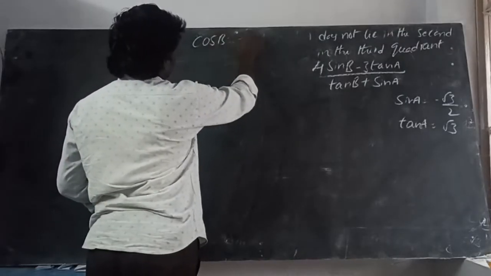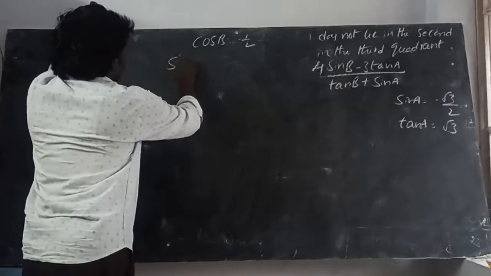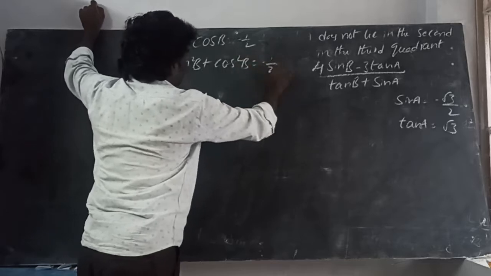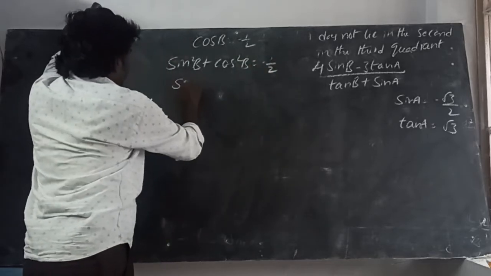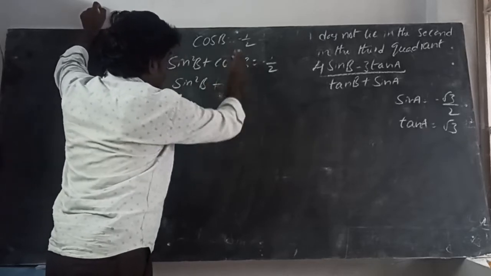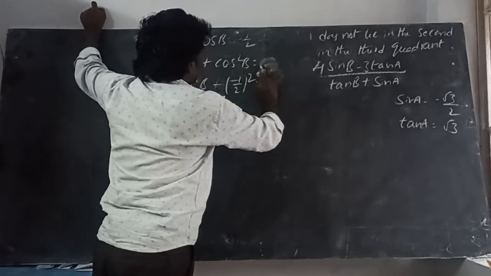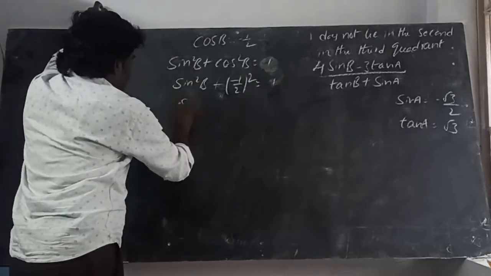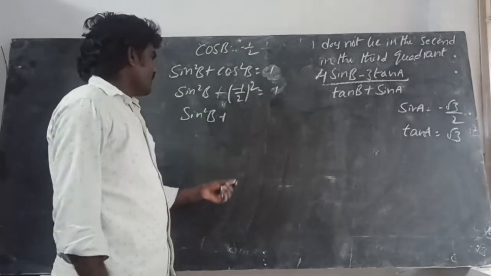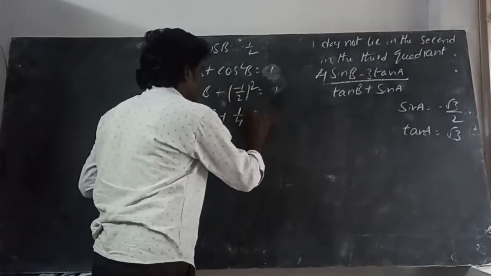Cos B is equal to minus 1 by 2. So by using the trigonometric identity, sin square B plus cos square B is equal to 1. So here sin square B plus cos B is how much? Minus 1 by 2, that is minus 1 by 2 whole square is equal to 1. So sin square B plus minus 1 by 2 whole square, that is 1 by 4, is equal to 1.